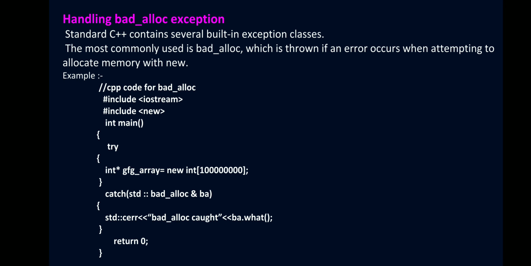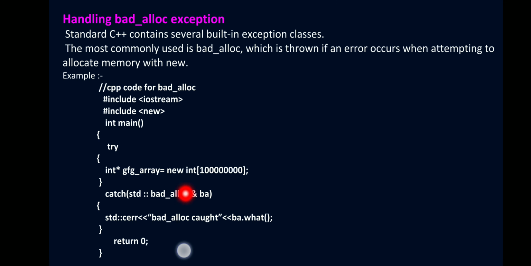If you see this example program, here in the try block, I'm creating a pointer array, and I'm creating an array of, you can see the size of the array, so many zeros are there. So it is very difficult. Your system may not have that much memory. While allocating memory of this size, definitely there are chances of causing an exception. If that exception is caused while allocating this memory, then that exception is the bad alloc exception.